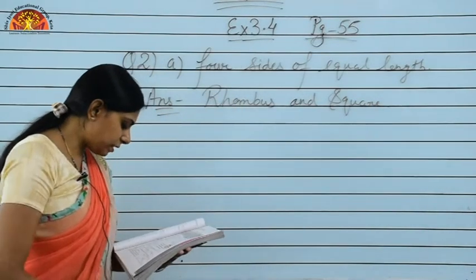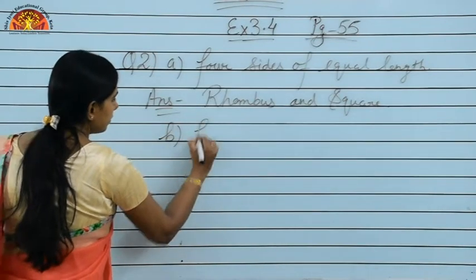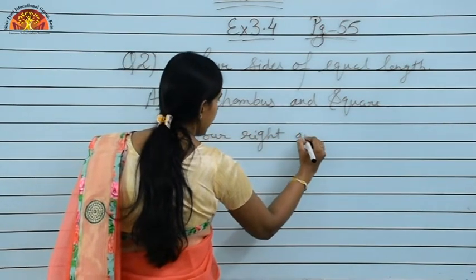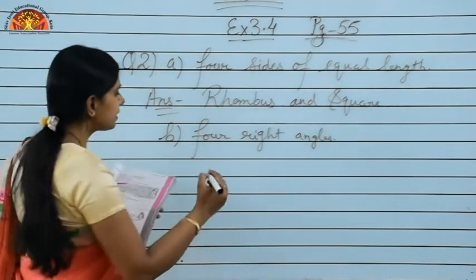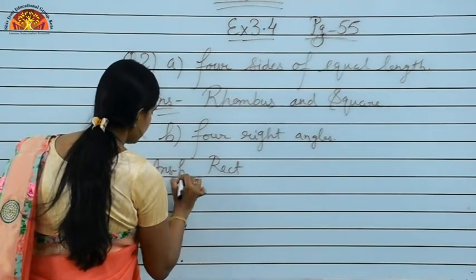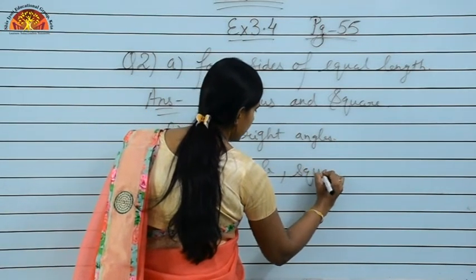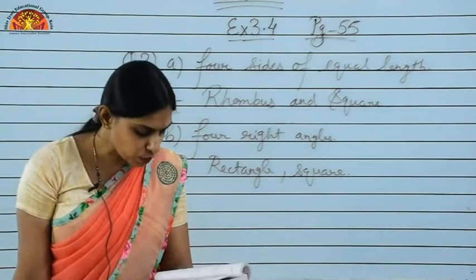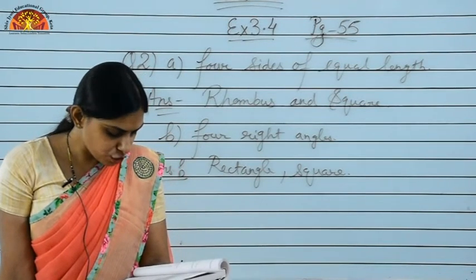Now just see the next one, that is the B part. 4 right angles. So which are the quadrilaterals in which all the angles are right angles? It is rectangle. The answer is rectangle and square. Okay, got it? I hope children that you are getting it. Now just see another question over here.